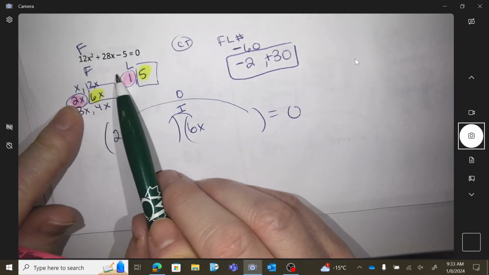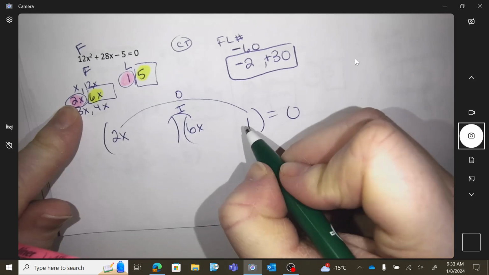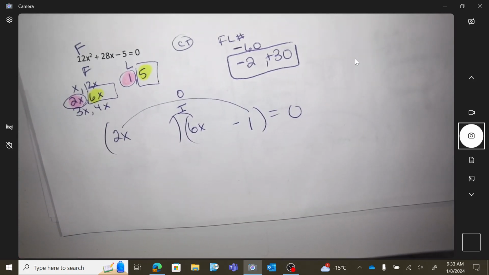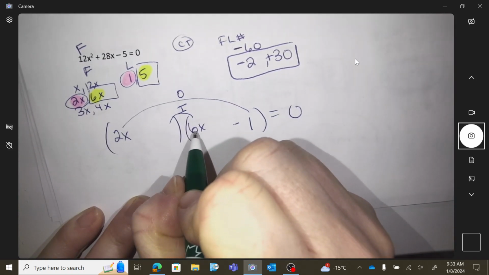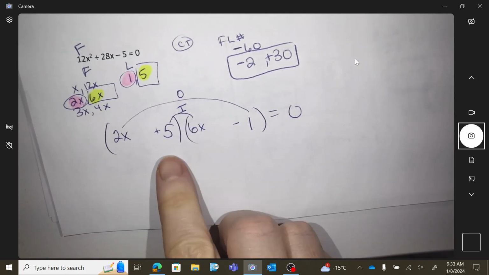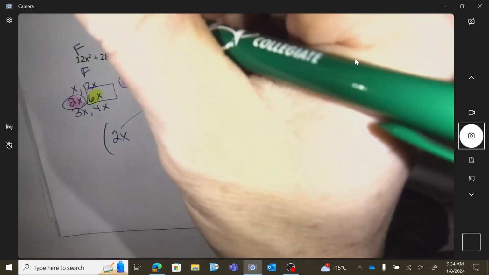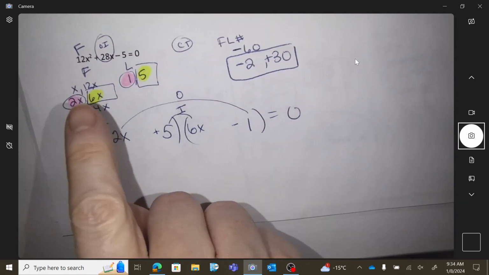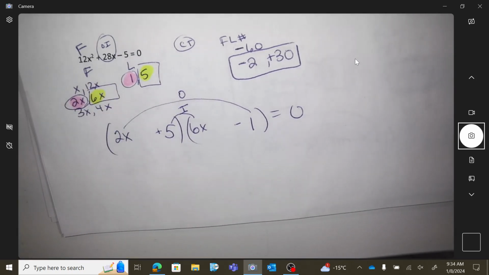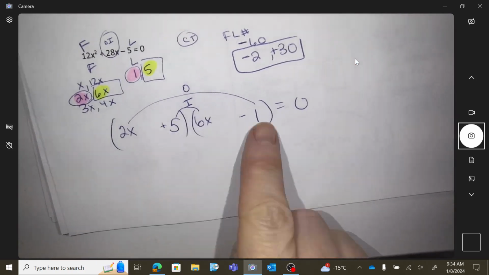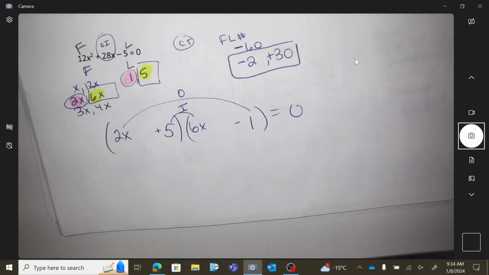So 2x needs to connect with a 1. That's making my negative 2x. And the 6x needs to connect with a 5 to make a 30x. So you can see my outsides and my insides are together making the 28x. That's what they're doing together. And then that just works out. There's the negative 5 at the end.